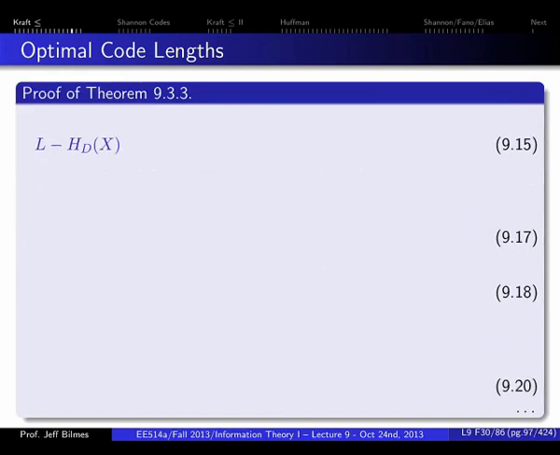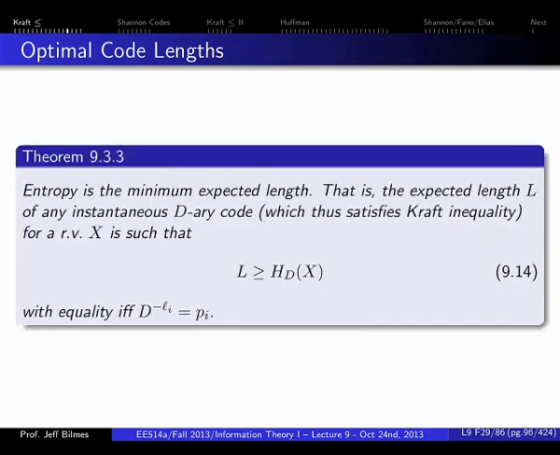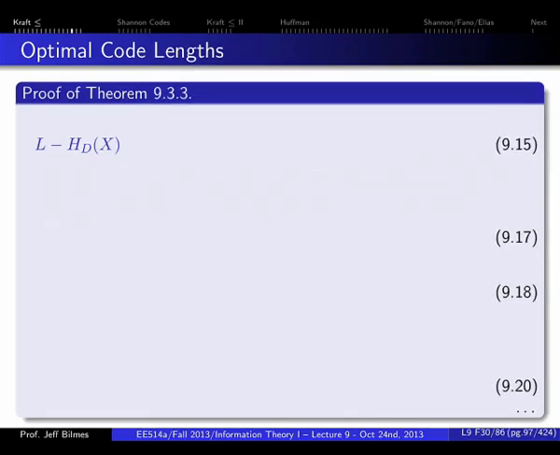And what is that constraint? I'll talk about that in a minute. But first of all, let's prove this theorem. So basically this is showing that the expected length, where the code satisfies Kraft, is greater than the entropy. So what we want to do is show that this thing, L minus H, is greater than or equal to zero. So L is the expected length, which is this part here, and the entropy is this part here, right?